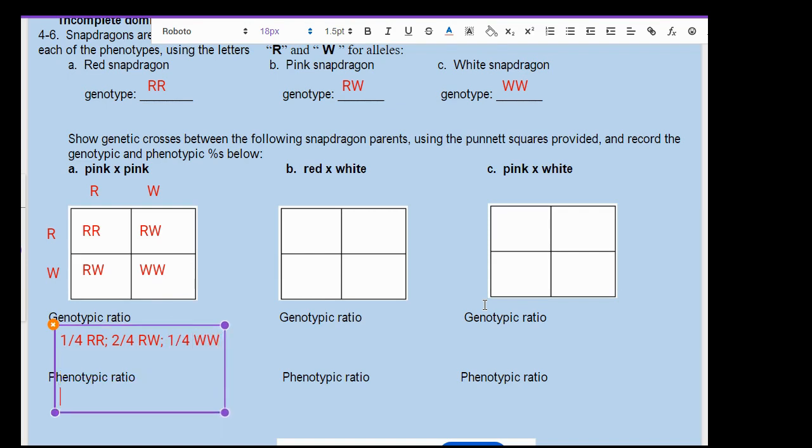Phenotypic ratio, just what do these flowers look like? The RR, one out of four, they're going to be red flowers. The RW, two out of four, those are going to be pink flowers. And the one bottom right, WW, one out of four of those will be white.